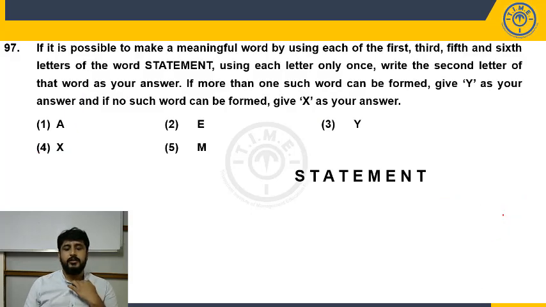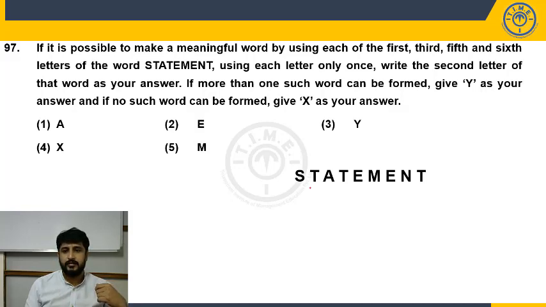If it is possible to make a meaningful word using each of the first, third, fifth, sixth letters of the word statement, using each letter only once, write the second letter of that word as your answer. If more than one such word can be formed, give Y as your answer. If no such word can be formed, give X as your answer.